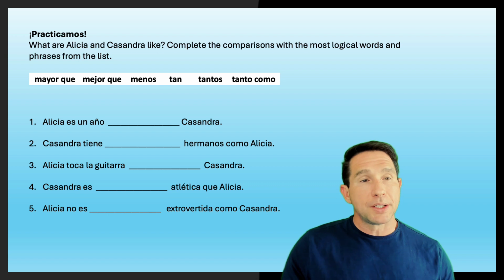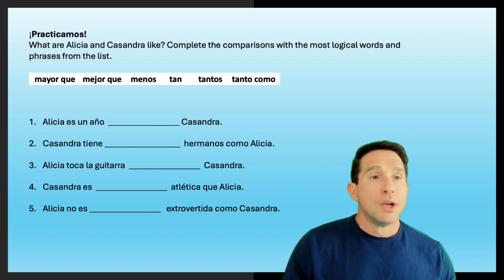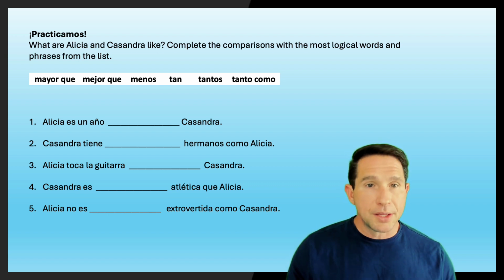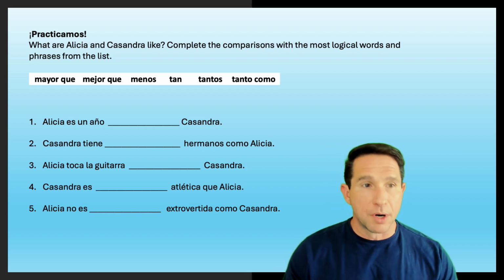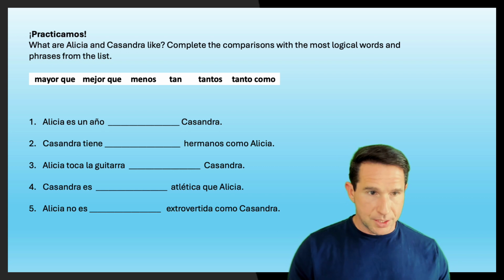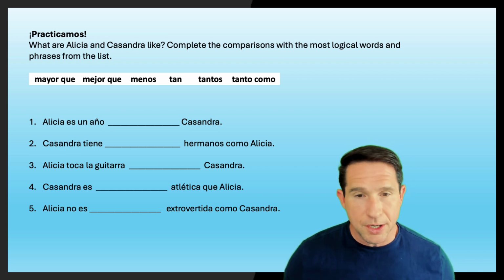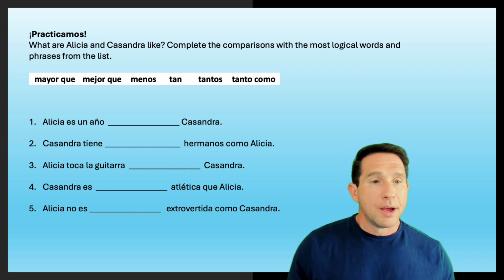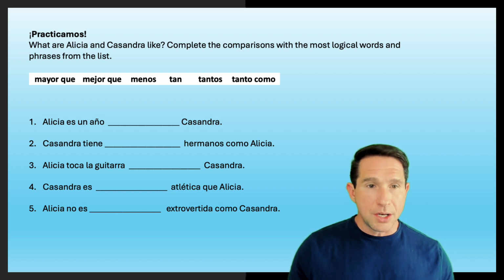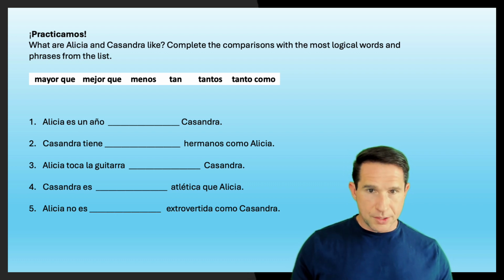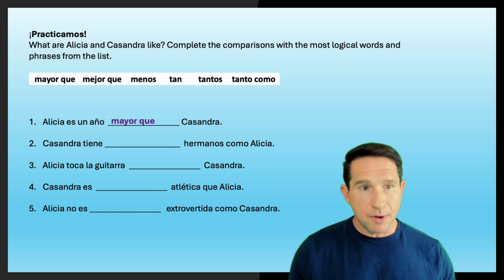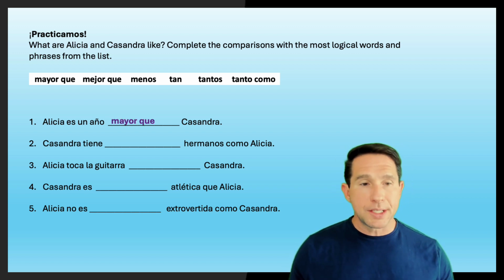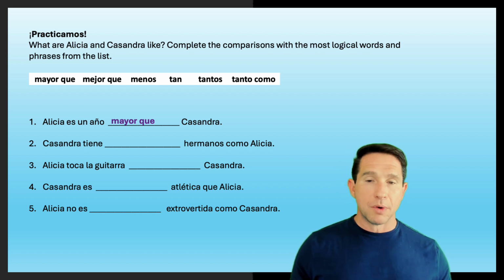Entonces, vamos a practicar. This is from the book. So let's see. What are Alicia and Cassandra like? Complete the comparisons with the most logical words and phrases from the list. So look, let's see what we got here. It's going to fit in somewhere, right? Alicia es un año blank Cassandra. What's going to work? Mayor que, right?